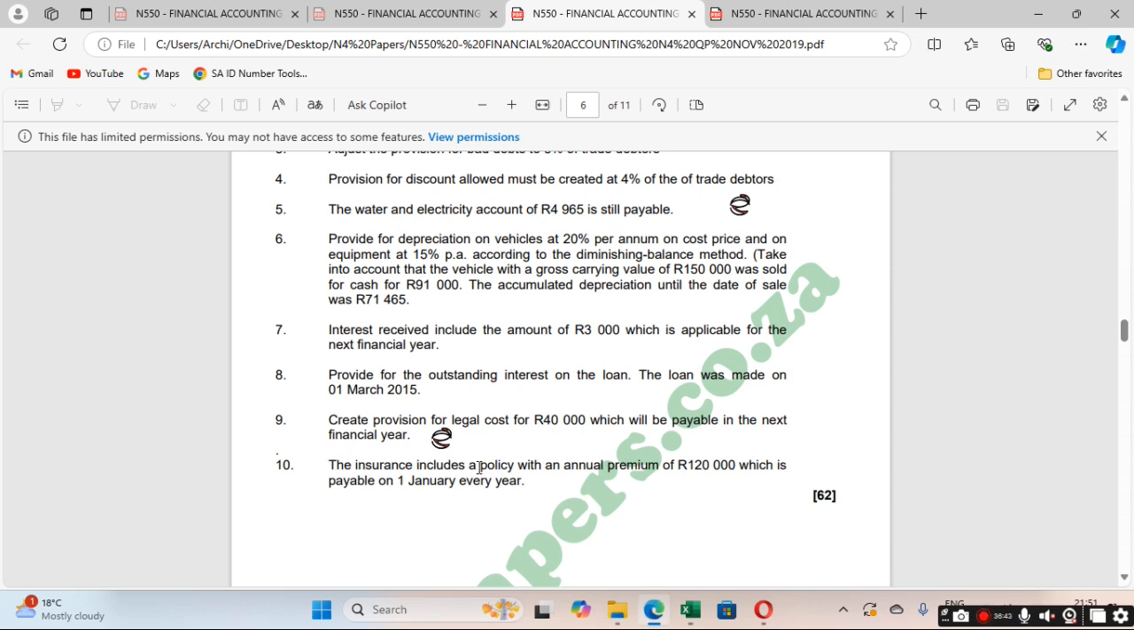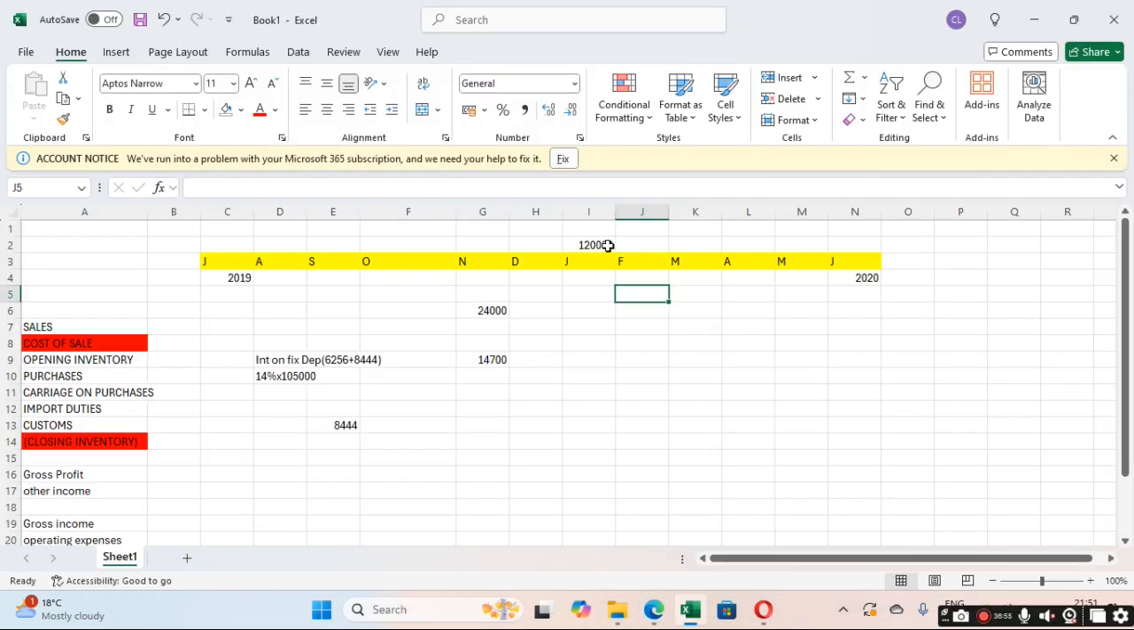Insurance includes a policy with an annual premium of 120, which is payable on 1 January every year. So this 120 we will be paying on 1 January. It will cover the remaining 6 months up until next year: February, March, April, May, June. This amount will cover all the way this remaining 6 months. But this total amount is for 12 months.